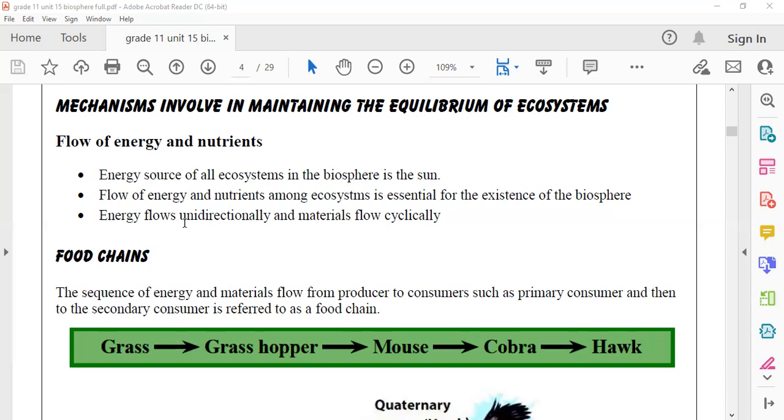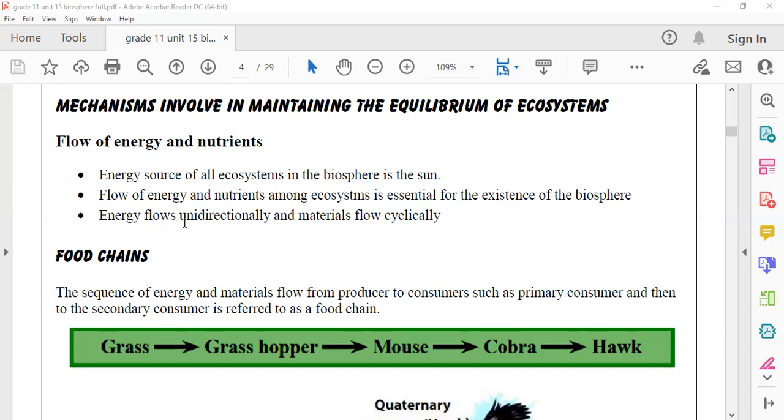So similarly, the amount of oxygen, carbon dioxide, nitrogen, water, like this, the abiotic factors in the environment are also maintained constant. So in this portion, we are going to discuss actually the beginning part, where they are telling you about the flow of energy and nutrients.